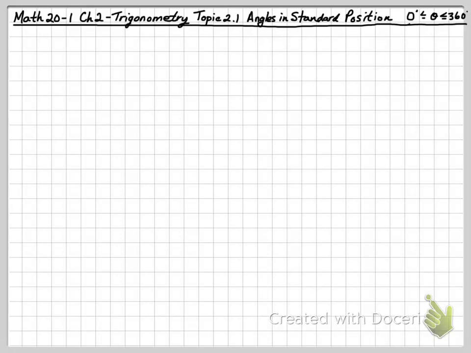Well, here we are in Chapter 2, Math 20-1 on trigonometry. Today we're doing topic 2.1, and the first thing we're going to look at is angles in standard position. And this is for angles between 0 and 360 degrees.